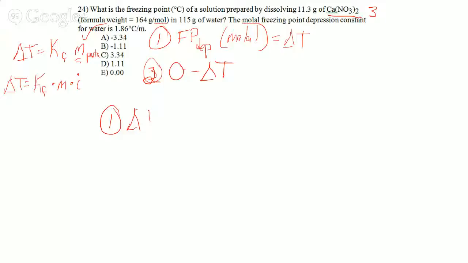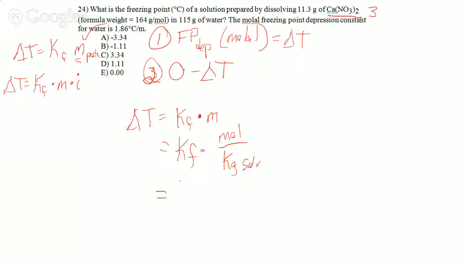Delta T equals Kf. Actually, I'm going to do the math in one step. I'll show you how. Times the molality, which is the same thing as saying Kf times moles over kilograms of solvent. All right, so let's plug in what we know. Kf is 1.86 degrees Celsius per molal times, well, how do we get moles?